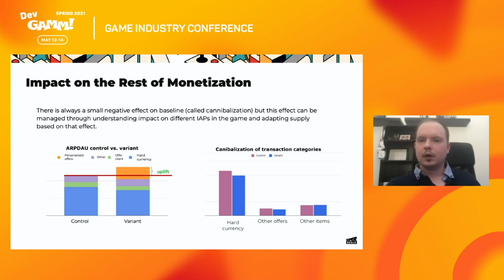And so on. So in general, as we look at RPU, we can see what the general impact is, but we can also check through the different in-apps in a game what the effect of this new system was on the other in-apps. And we can understand it and we can manage it.